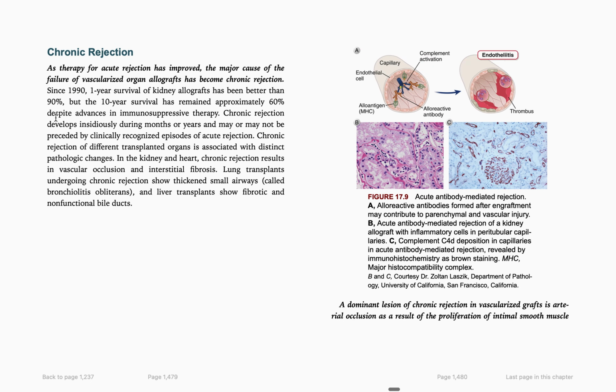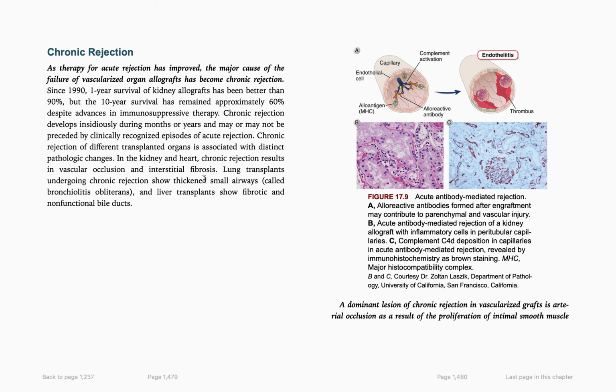Chronic rejection. As therapy for acute rejection has improved, the major cause of failure of vascularized organ allografts has become chronic rejection. Since the 1990s, 1-year survival of kidney allografts has been better than 90%, but the 10-year survival has remained approximately 60% despite advances in immunosuppressive therapy. Chronic rejection develops insidiously during months or years and may or may not be preceded by a clinically recognized episode of acute rejection. Chronic rejection of different transplanted organs is associated with distinct pathological changes.